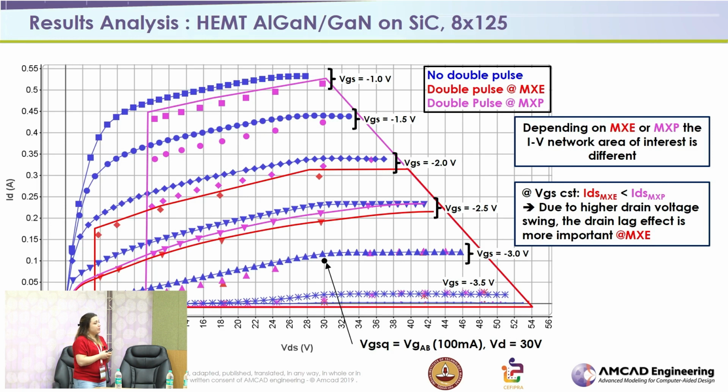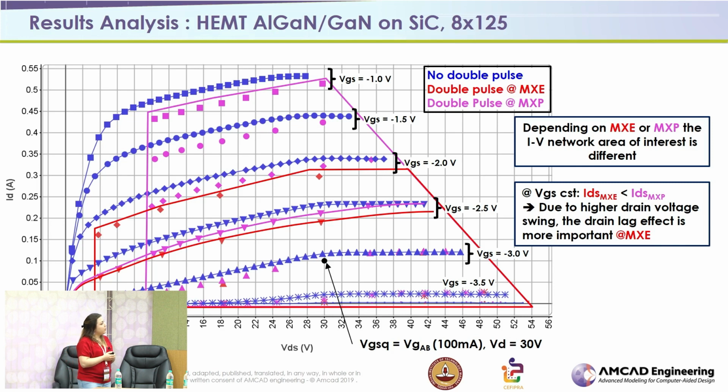Here are some results on GaN on SiC. You can see the blue network is with IV standard characteristics, with simple pulse. The two others are from the new approach, the double pulse. You have two results, in function of the load impedance presented to the component. You see the network measured at MXC and the network measured at MXP.